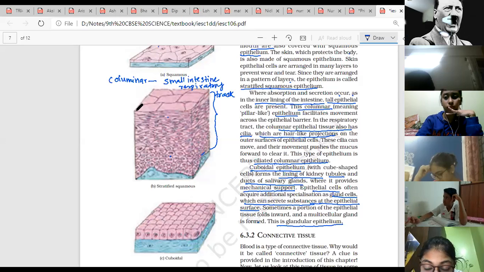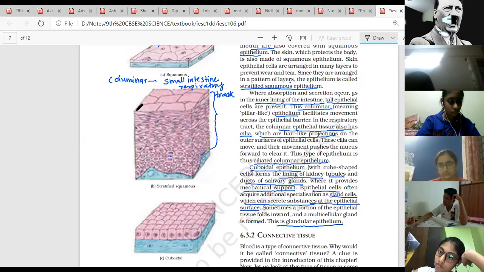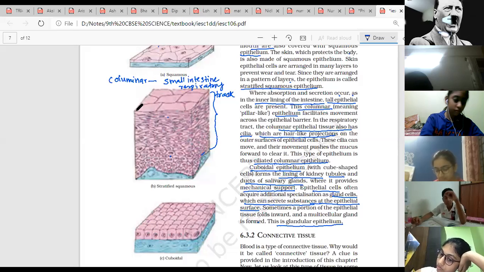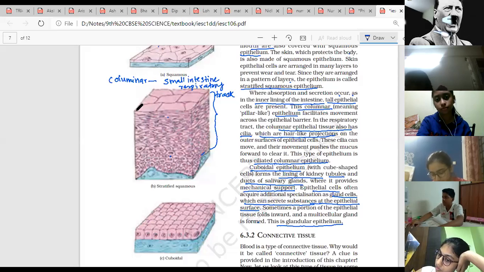So fluid connective tissue is blood. In the blood, the matrix is plasma. Plasma is the liquid medium, and all the cells are embedded in that. WBCs, RBCs, and platelets are mixed into the matrix called plasma. Plasma is a colorless liquid and has a larger amount of protein.